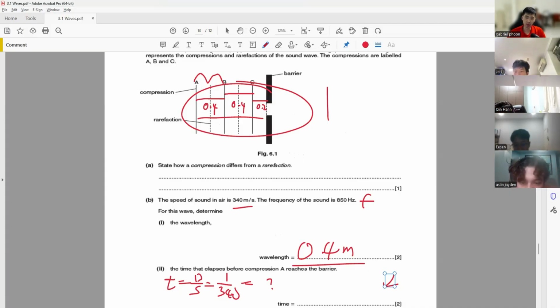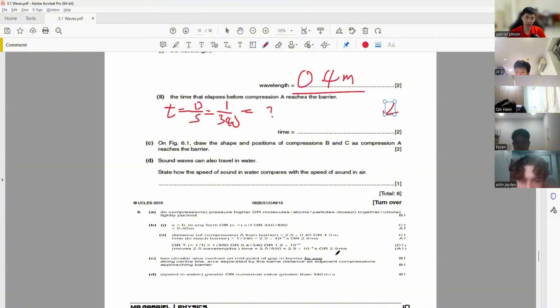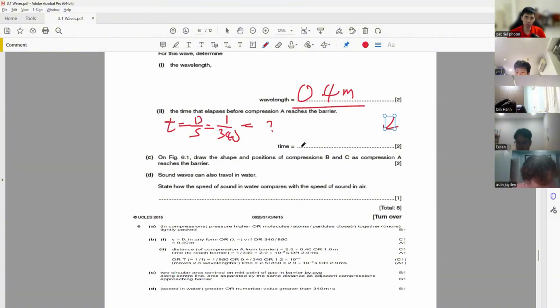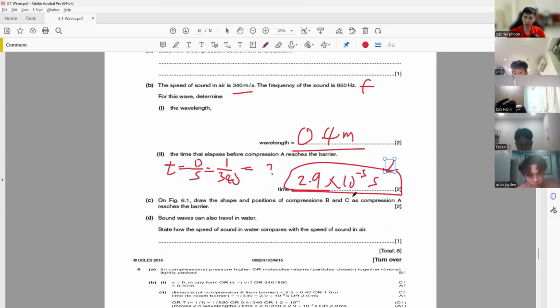Correct, guys. How much do you get for your time? Do you all get time as 2.9 times 10 to the power of -3 seconds? Do you all get this for the final calculation? Anyone cannot get this? Please let me know now if you cannot get it. Anyways. Okay, then after that, they ask you to draw the shape and position after A reaches the barrier, right?